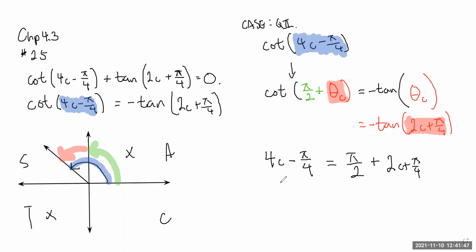I'm going to move all the c's to one side. That becomes 2c. I am going to move all the radians to the other side. That is pi over 4 plus pi over 2 plus 2 pi over 4, which happens to be pi over 2. Pi over 2 plus pi over 2 is equal to pi. So 2c equals pi, and c is going to be pi over 2. So 4 pi over 2 minus pi over 4 is equal to pi plus pi over 4.